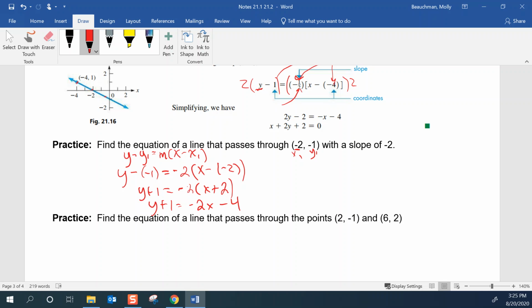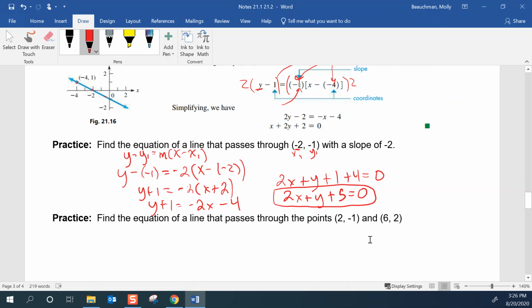Bring everything to one side. That means we're going to add 2x and add 4 if we want to get it in general form. We get 2x plus y plus 1 plus 4 is equal to 0. Add like terms. That's the equation of our line in general form.